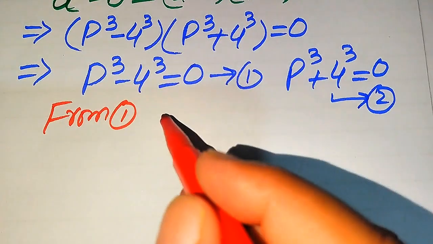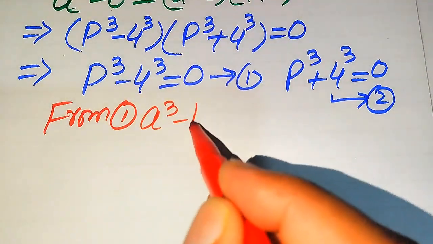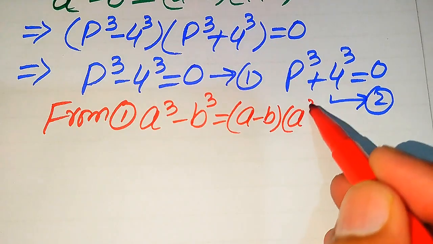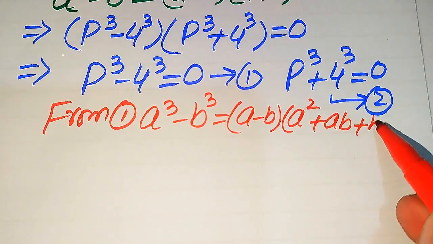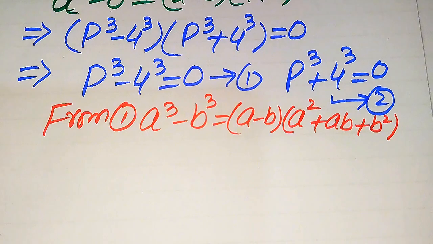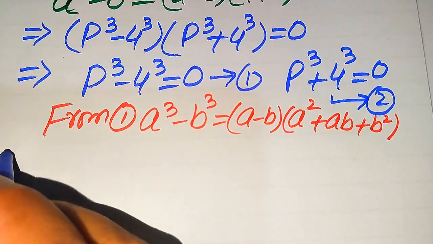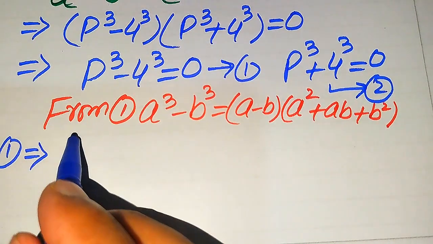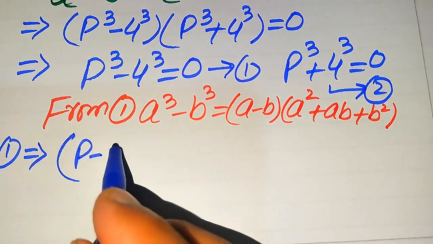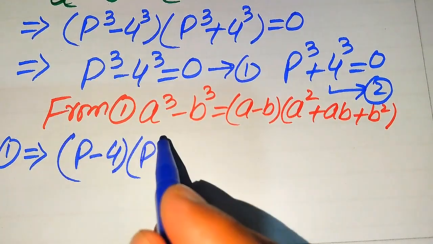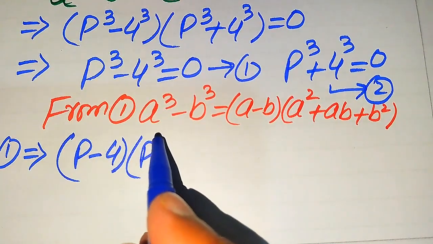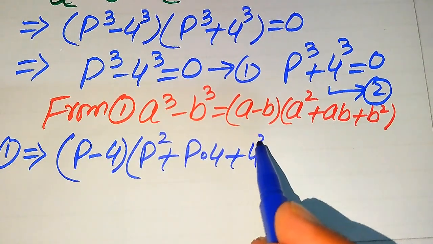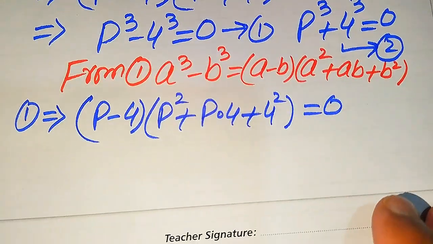In equation number 1 we use this nice cubic formula. You know about that: if we have a cubed minus b cubed, it is equal to a minus b times a square plus ab plus b square. So according to this cubic formula we write our equation number 1 as: first we have a minus b, the value of a is p minus the value of b is 4, into a square, the value of a is p, so it becomes p square plus p into 4 plus 4 square, and this whole equation is equal to 0.